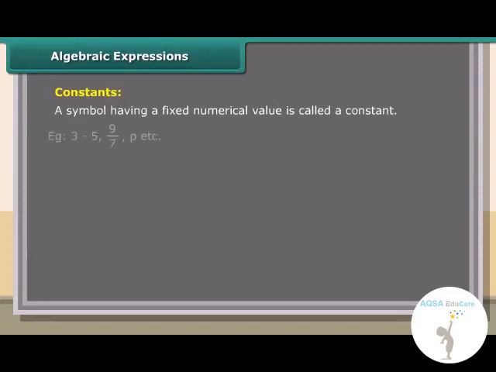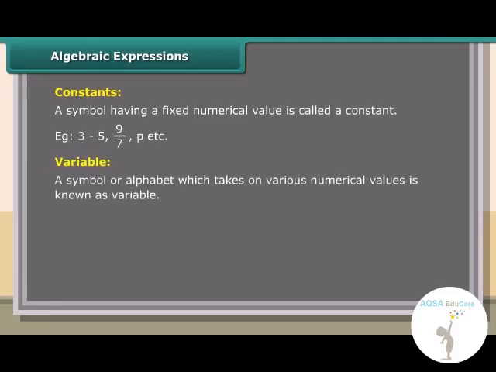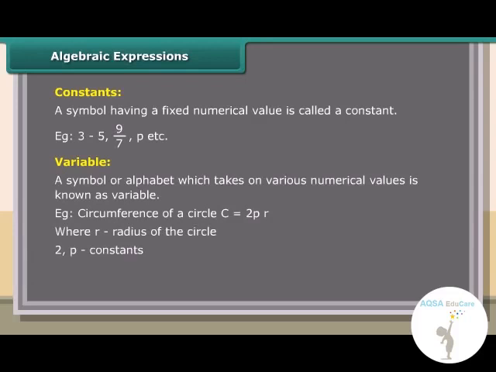Algebraic expressions. Constants. A symbol having a fixed numerical value is called a constant. Example, 3, minus 5, 9 upon 7, pi, etc. Variable. A symbol or alphabet which takes on various numerical values is known as a variable. Example, circumference of a circle C is equal to 2πr, where r is the radius of the circle. 2π is constant; C and r are variables.